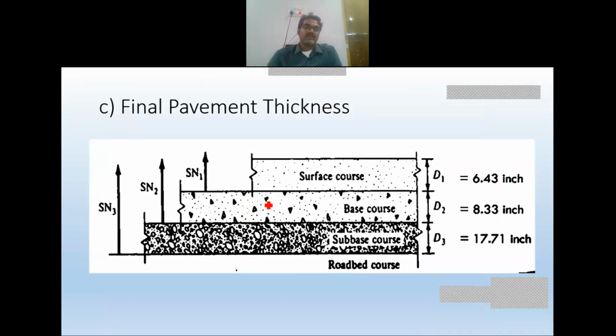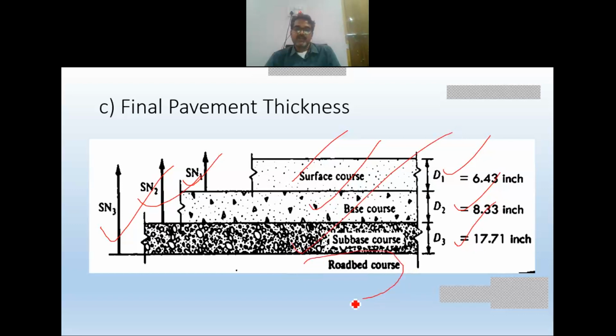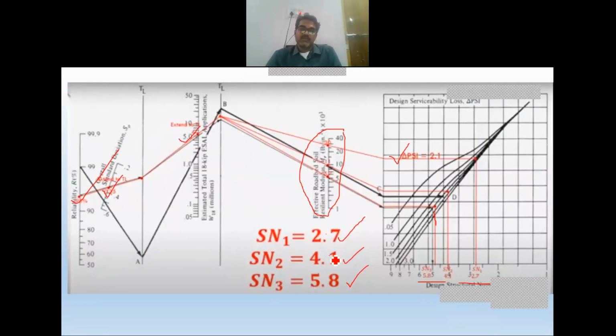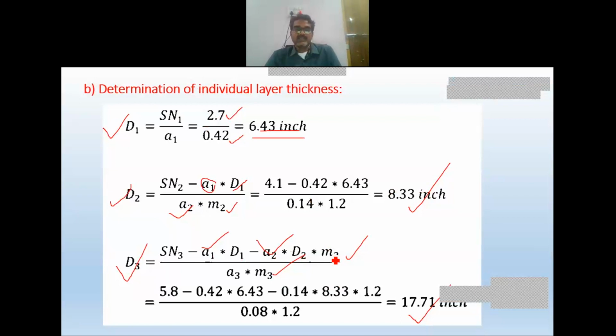So finally, draw a cross section of the flexible pavement indicating SN1, SN2, SN3 on this side, and the corresponding D1, D2 and D3 on this side. Surface course is the first layer, base course the second layer, subbase course the third layer, and this is the roadbed soil. Drawing the cross section is simple, but you need to remember the equations and how the structural numbers are read from the design. In this case also, I'm expecting a theoretical question from flexible pavement design.